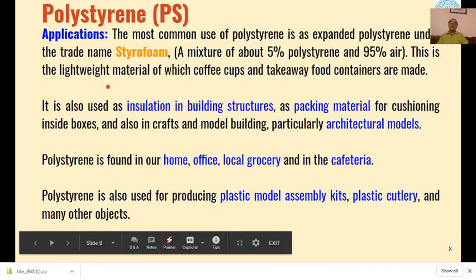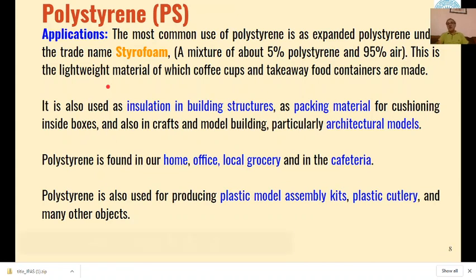Then we have seen a number of applications of polystyrene. This is used as expanded polystyrene under the name styrofoam, where 5% polystyrene is mixed with 95% air, and a very lightweight material is formed. This lightweight material we have used many times in the form of tea cups or coffee cups and takeaway food containers. Then polystyrene is also used as insulation in building structures, and as packing material inside boxes.